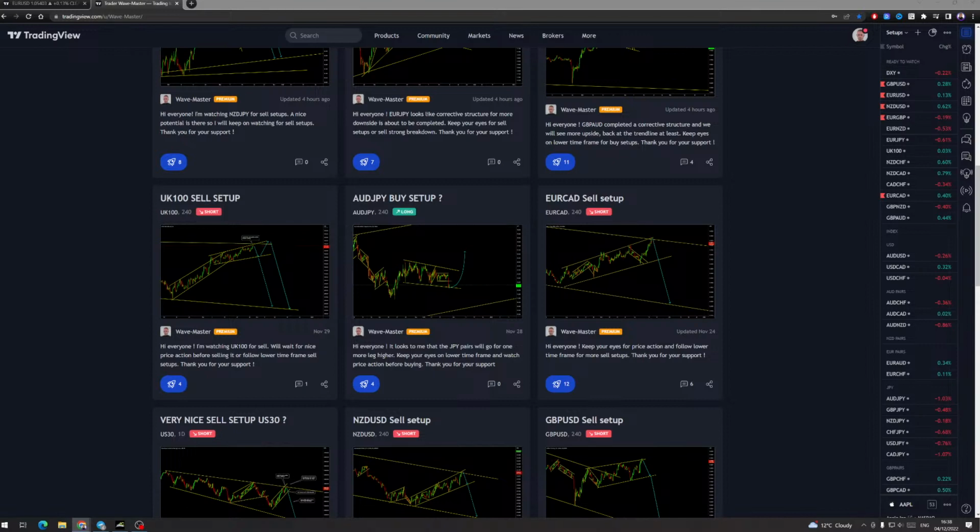It extends the correction. Okay, correction just got bigger. That's all what happens. But the setup didn't change. We are still watching it for a nice sell.